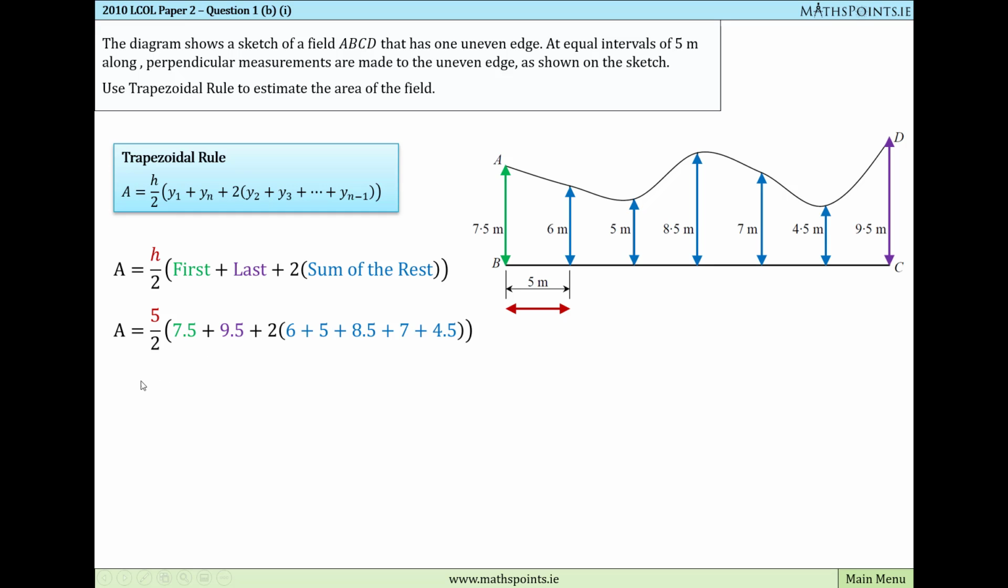5 divided by 2 is 2.5. 7.5 and 9.5 is 17. And then the sum of the rest of the heights is 31. If we multiply 2 by 31, we get 62. And if we add 17 and 62, we get 79. Finally, we multiply 2.5 by 79 and we get 197.5. So an estimation for the area of the field would be 197.5 meters squared.